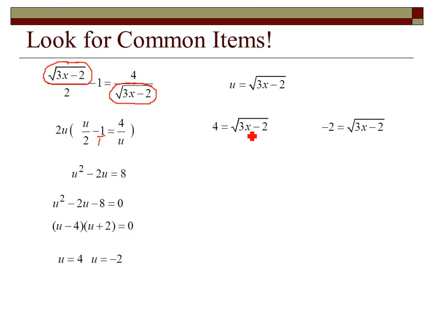I'm going to solve this first equation. So to get rid of a square root, we square both sides. So I get 16 equals 3x minus 2. I'm going to add 2. I get 18 equals 3x. Divide by 3. I get x equals 6.